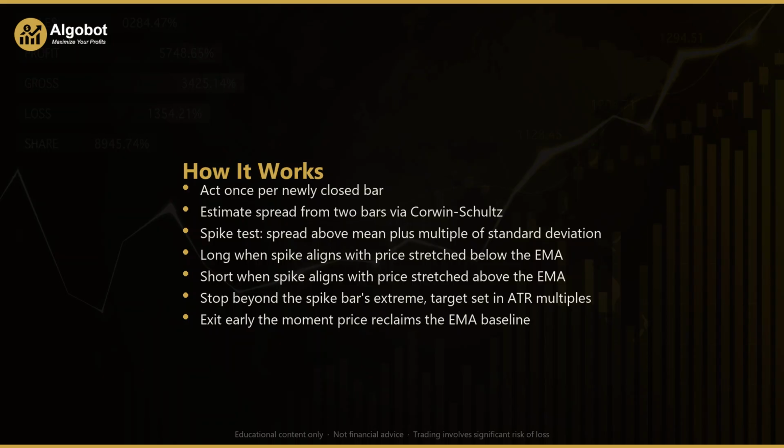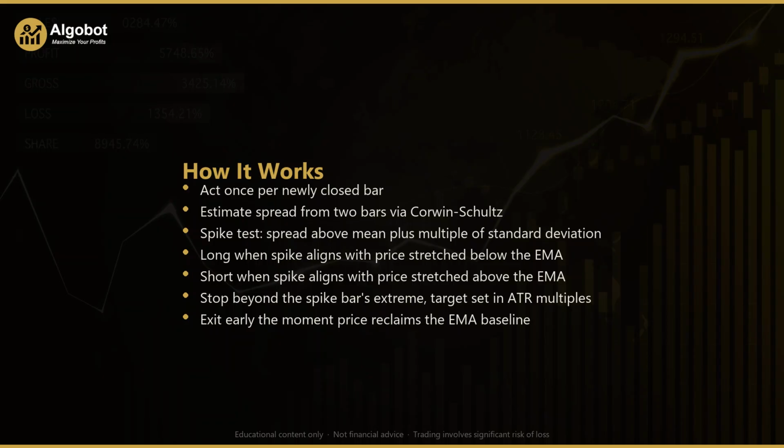This is essentially a z-score. The strategy detects a spike when the current spread reading rises above the mean plus a chosen multiple of the standard deviation. By default, that multiple is 1.5. When the current reading clears that bar, the strategy treats it as a genuine illiquidity event rather than ordinary market chatter. A spike alone is not enough.